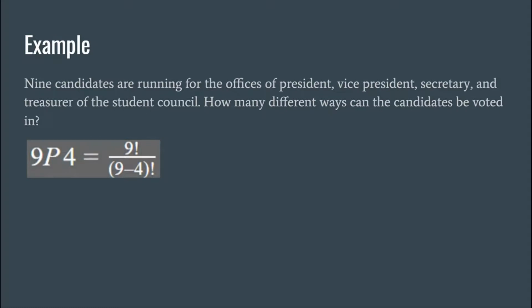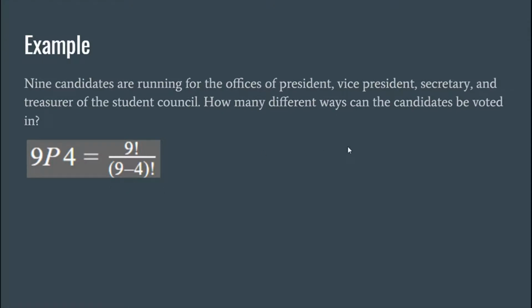So we'll start off like this. Our n is 9 because we have a total of 9 people, and our r is 4 because we're filling 4 roles. That's the size of the group. Again, wherever you see n, that's where you put your n, and wherever you see r, that's where you put your r.